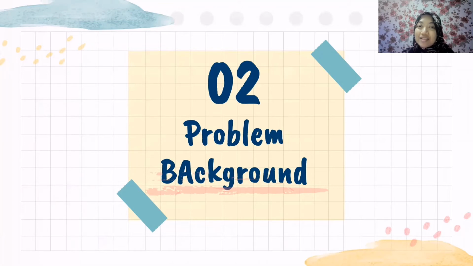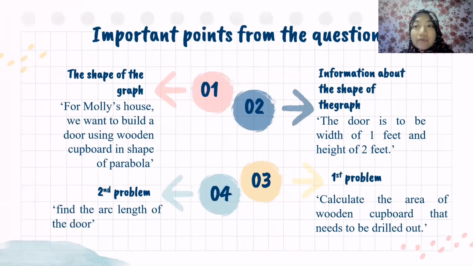So today I will explain the problem background for our group case study. Firstly, the important points from the question that our group came up with are the shape of the graph, the information about the shape of the graph, the first problem that we need to solve, and the second problem that we need to solve.